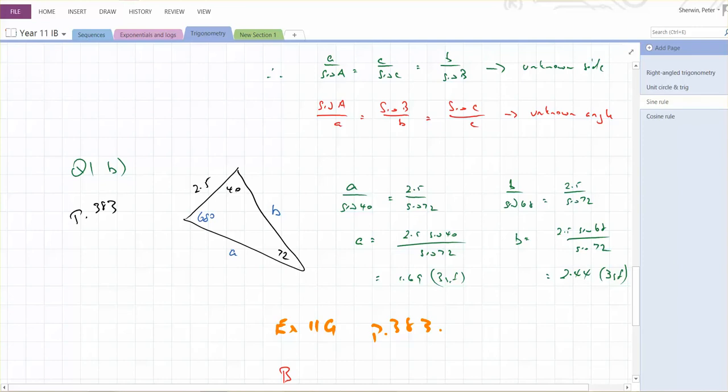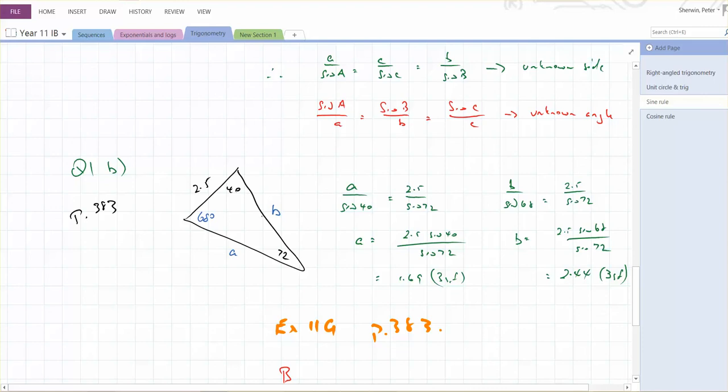Let's start with A. Always start with what you're trying to find. A over sine 40, opposite A over the sine of its opposite angle, equals... No, don't say B, because I don't know what that is. Equals 2.5 over sine 72, so you can see my working there. Therefore A equals 2.5 times sine 40 divided by sine 72. Put that through your calculator, it's 1.69.